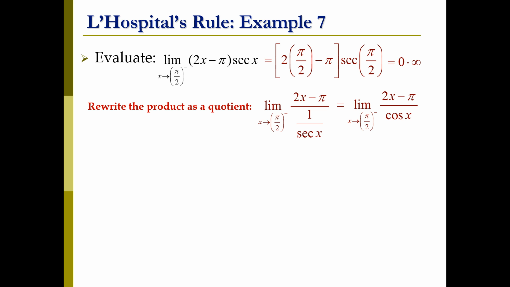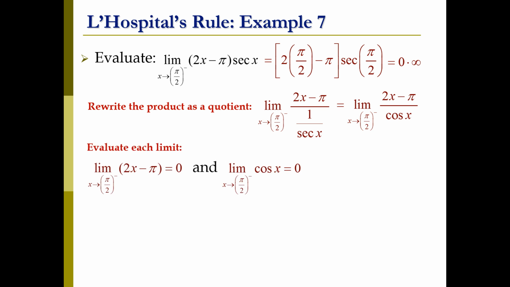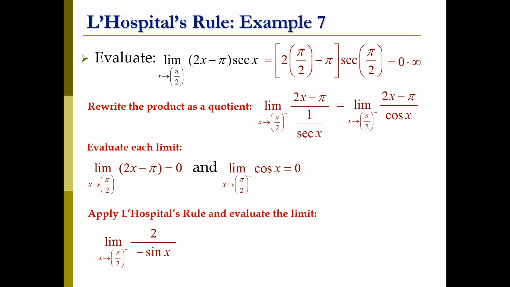We're going to apply the limit of both the numerator and the denominator separately, and we get that the limit as x approaches pi over 2 from the left of 2x minus pi is 0, and the limit as x approaches pi over 2 from the left of cosine of x is also 0. Since these are both 0, we can apply L'Hopital's rule, and we find the derivative of the numerator and the denominator. We get the limit as x approaches pi over 2 from the left of 2 over negative sine of x. If we apply direct substitution, we get 2 over negative sine of pi over 2, or 2 over negative 1, which of course is negative 2.